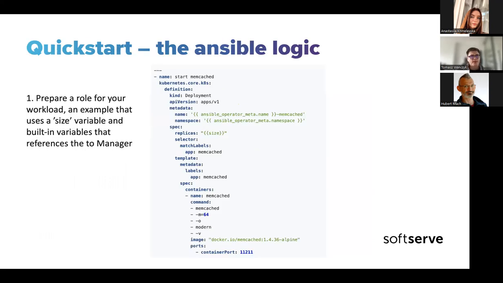The Ansible logic. As I said, you can play with Ansible by using the Ansible or Kubernetes.core collection. And basically, that's a very simple thing, because every value that is part of your custom resource is automatically available in a playbook or role. As you can see in this example, the size is the variable that the custom resource definition provides. And basically, that's it. So you've got an Ansible playbook role. In this example, there is a Kubernetes.core collection that creates a deployment. So it ensures that memcached is running, and you can define the size of the deployment through a custom resource variable.